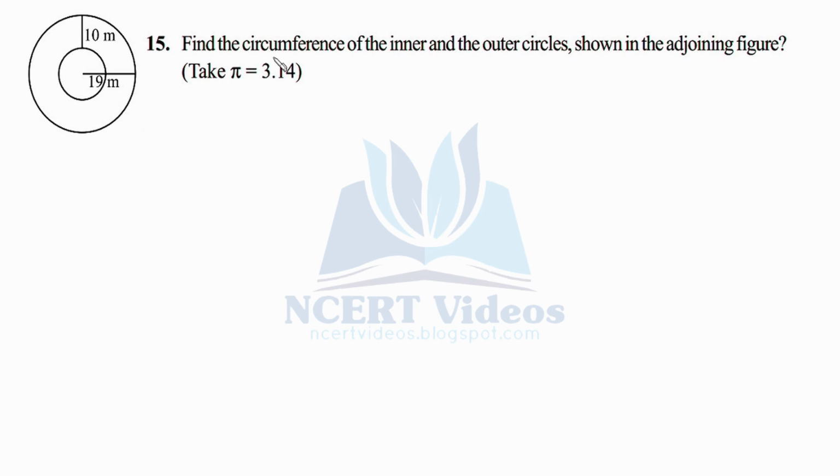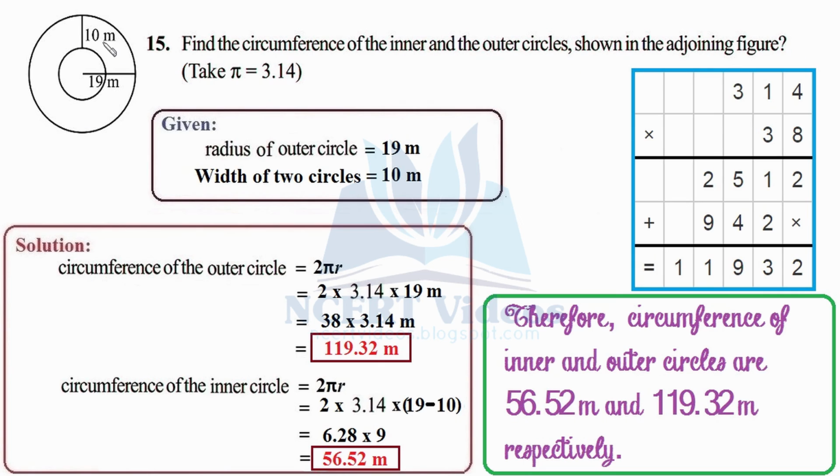15th, find the circumference of the inner and the outer circles shown in the adjoining figure. Take pi equals 3.14. The important thing in this question is to understand the given values and to assign them correctly. So the question says we have to find the circumference of both these circles. That is, this circle is your inner circle or the smaller circle. This is your exterior or the outer circle or the bigger circle. And we have to take pi as 3.14.